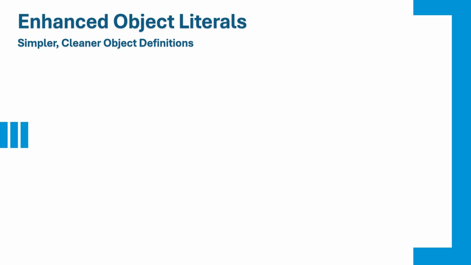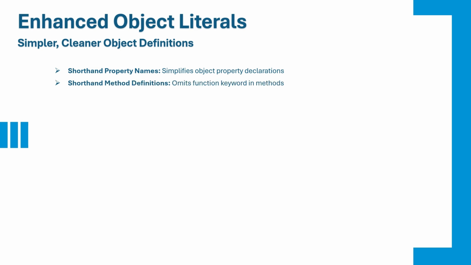This feature includes three main aspects. First, shorthand property names. If the property name is the same as the variable name, we only need to specify it once. Then, shorthand method definitions. We can define methods inside an object without the function keyword. And computed property names allow dynamic key names, letting us calculate property names based on an expression or variable.